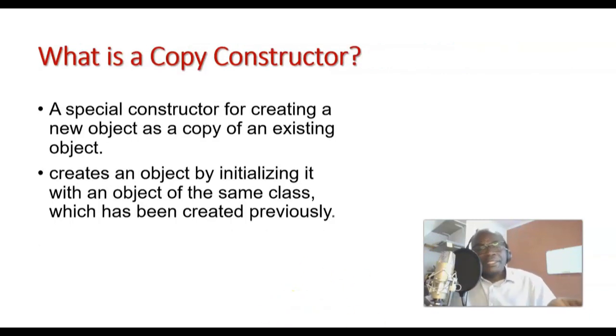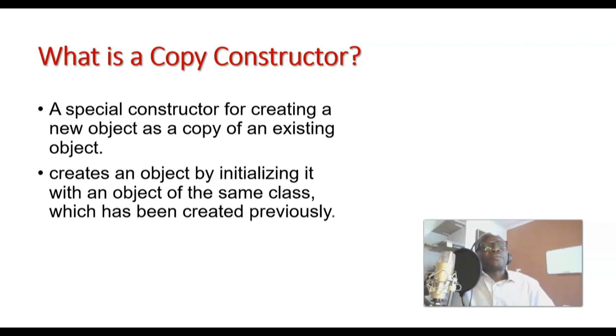What is a copy constructor? Well, this is a special constructor, and it is used to create a new object. And this new object is actually a copy of an object which is already existing, an object which was already created. So instead of recreating a new object altogether, we simply copy an object that was already created.